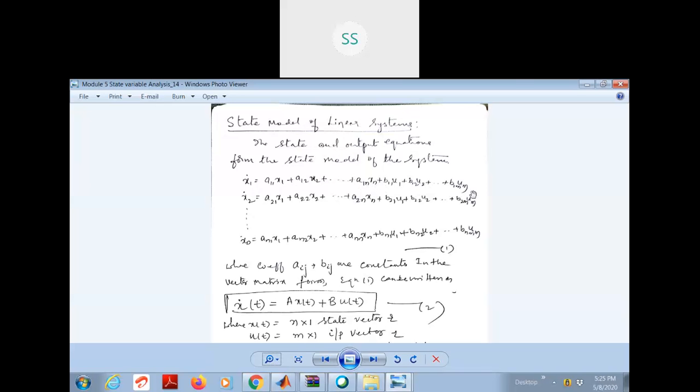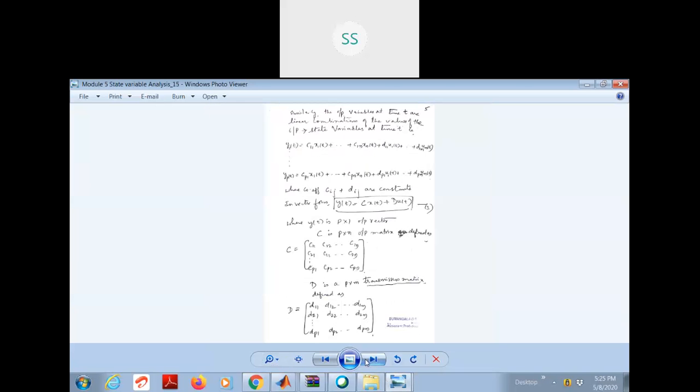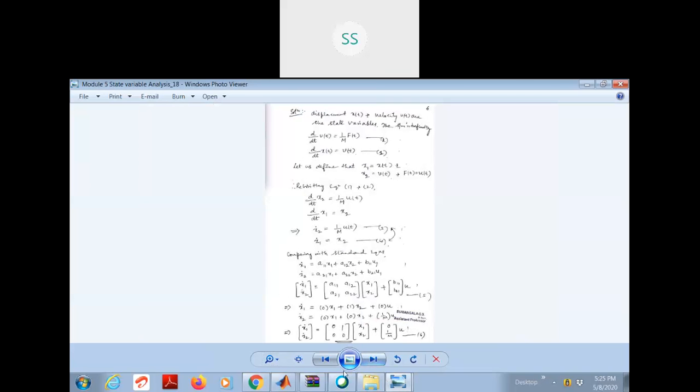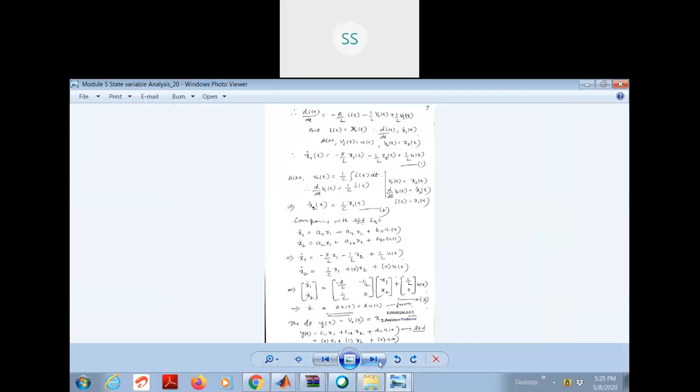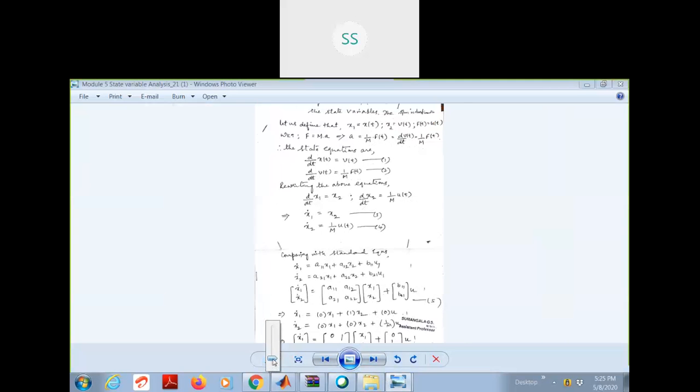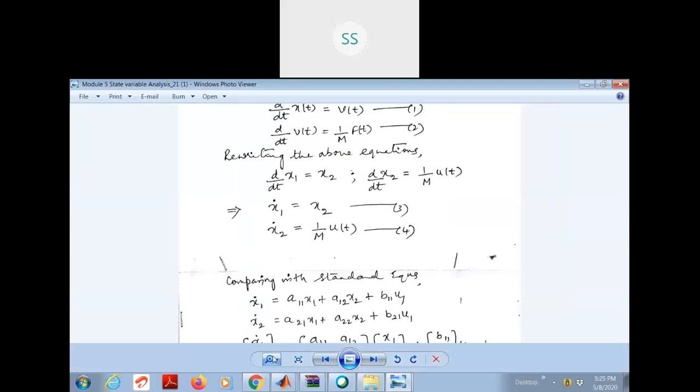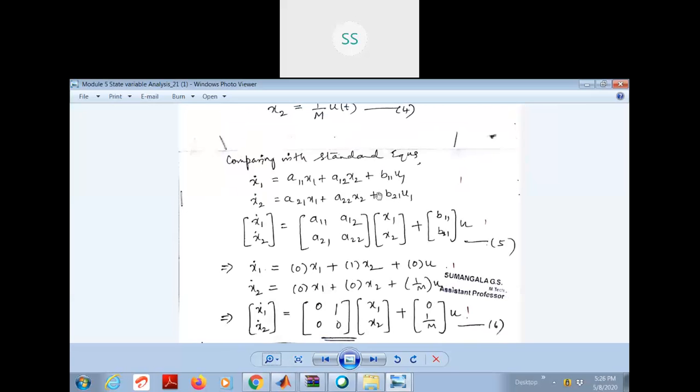Now here n number of state variables are there, that's why we have written n number of equations. In this particular mechanical example, we only have two state variables, therefore we have two state equations, that is equation 3 and 4: x1 dot equal to x2, x2 dot equal to 1 by m into u of t. Now we will compare equation 3 and 4 with the standard equations.